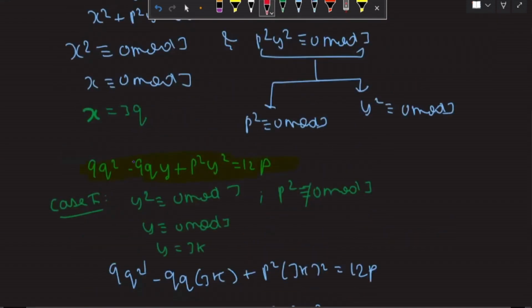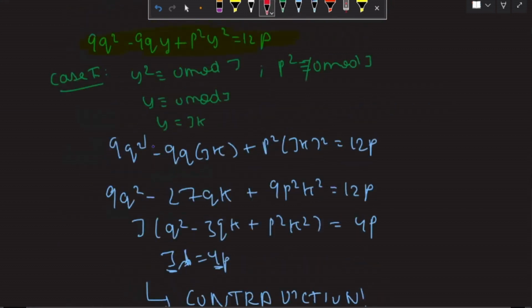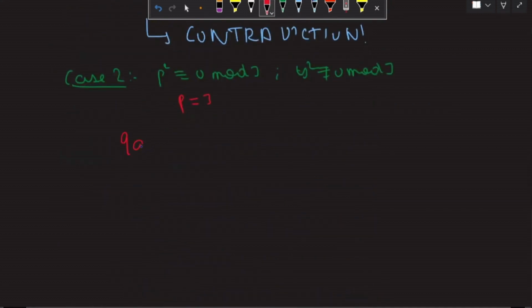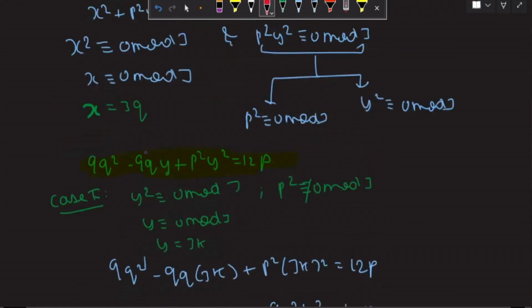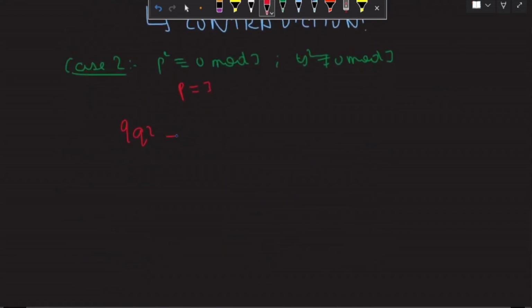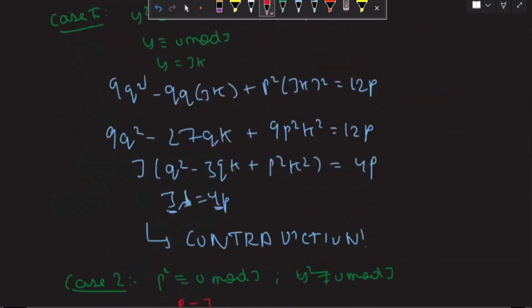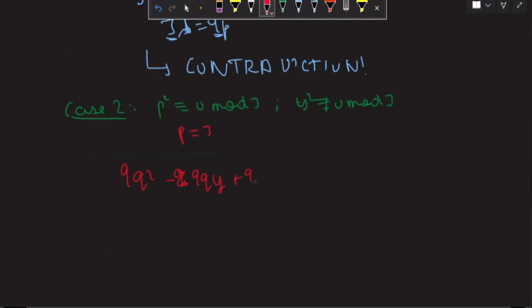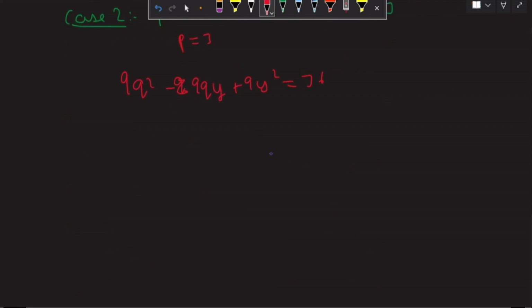So let's substitute p is equal to 3 in this equation. We have 9q square minus 9qy plus 9y square is equal to 36. So we can cancel out a 9 from here. Q square minus qy plus y square is equal to 4.